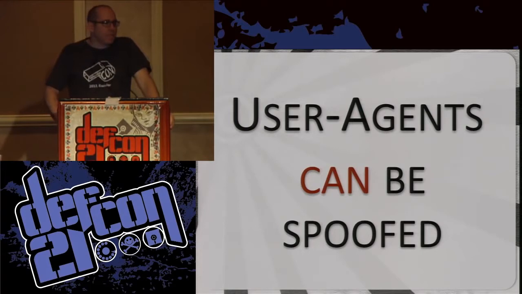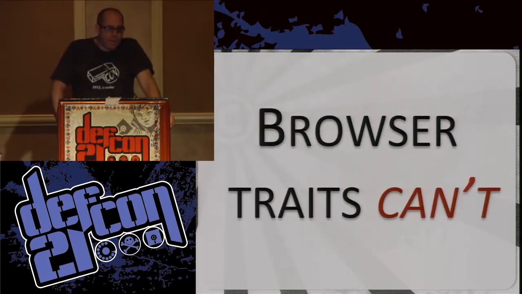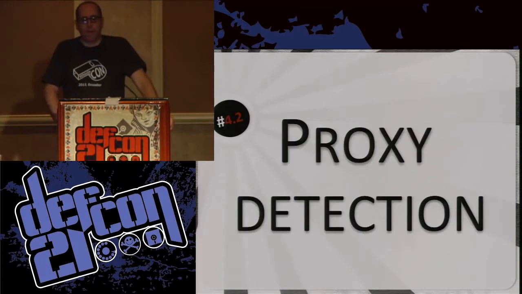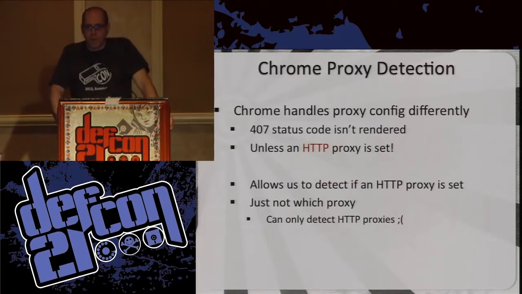So user agents can be spoofed. Okay, everyone knows that. Even script kiddies unfortunately know that. But browser traits are really hard to spoof, because your browser responds and does things in specific ways. Okay, so we've done that. We can fingerprint browsers. So what else can we do? Proxy detection. We specifically talked about the way Chrome handles things, and if you have an HTTP proxy set, you can specifically say, okay, I know they're using Chrome. I'm going to respond with a 407.